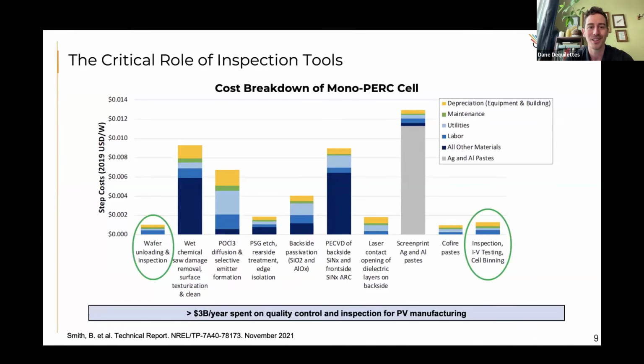But one of the things is that we can just add up these costs and then sort of scale to the amount of installed solar in 1 year. And although this does seem small, just looking at relative things such as screen printing silver or the aluminum paste, it still amounts to over a $3 billion a year spent on quality control and inspection. And that's actually fairly small. And I think one of the things I want to communicate is that it's likely we could make even further improvements in PV manufacturing by spending even more in this space, which I'll talk about in the next slides. So huge opportunity to continue improving inspection tools and the quality of PVs.